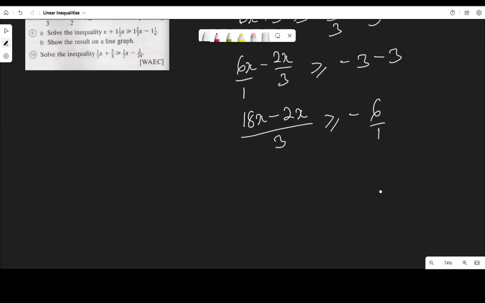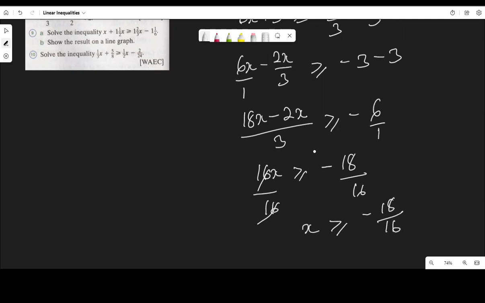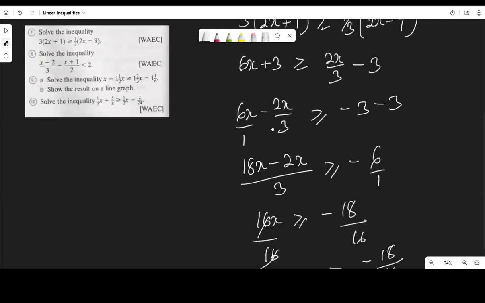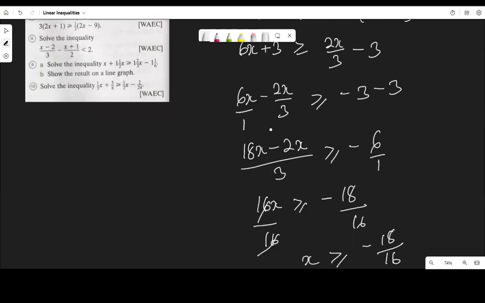To cross multiply, to get rid of this 3 here, I have 18x minus 2x is 16x, greater than or equal to 3 times negative 6, which is negative 18. So divide both sides by 16. X therefore is greater than or equal to negative 18 over 16. If they ask us to represent on a number line, we would do so below, but here we just need to solve the inequality. Okay, now we'll move on to the next one.